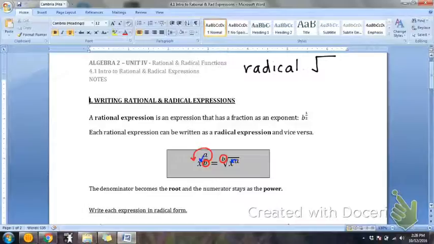So if you need to make yourself a note of that, the denominator is the root. The numerator is the power. The denominator is the root, the numerator is the power. So we're going to do some examples where we're going to go back and forth.